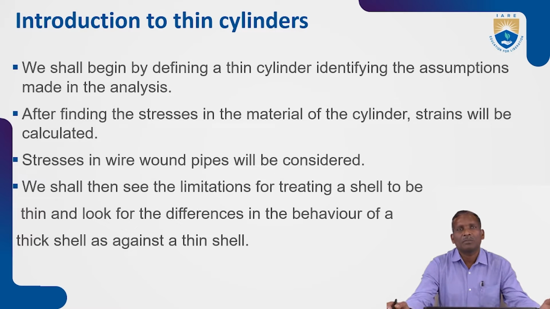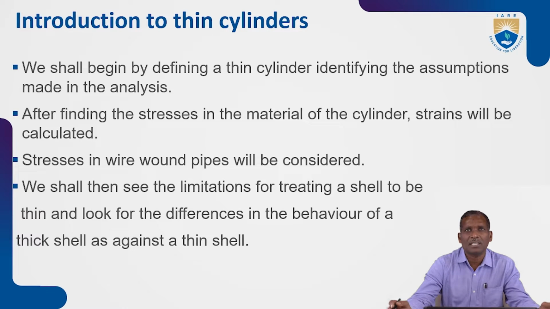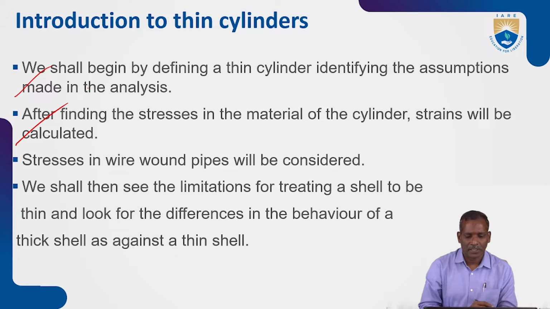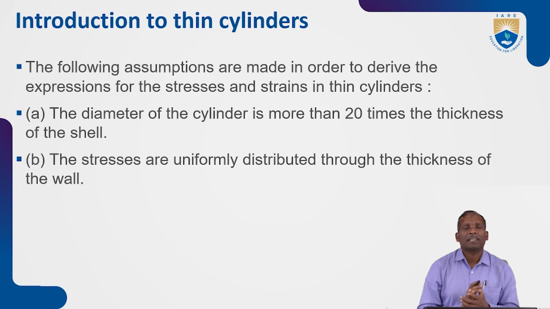Now we shall begin by defining a thin cylinder, identifying the assumptions made in this analysis. After finding the stresses in the material of the cylinder, the strains will be calculated. So what are the stresses induced in the cylinder, and then the strain equations we will derive. The stresses in wire-wound pipes will be considered. We shall then see the limitations for treating a shell to be thin and look for the differences in the behavior of a thick shell as against a thin shell. So we will first begin with defining the thin cylinder and then the assumptions.